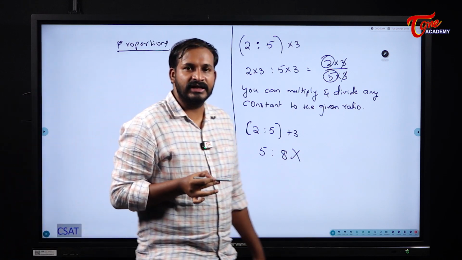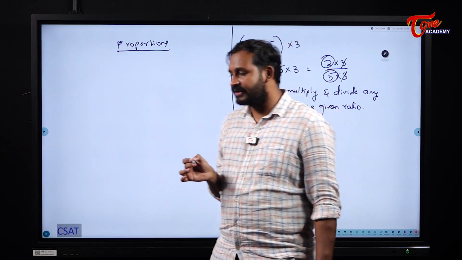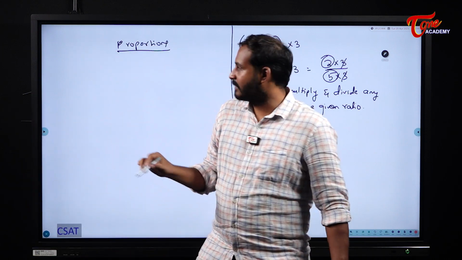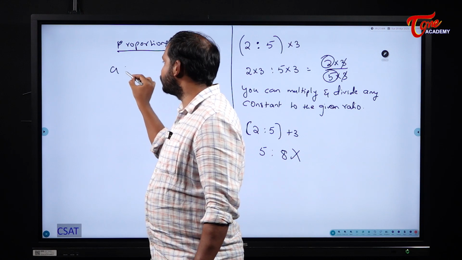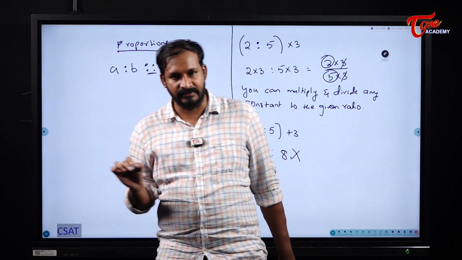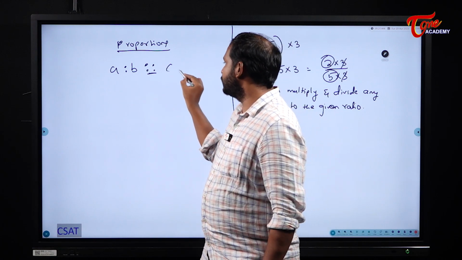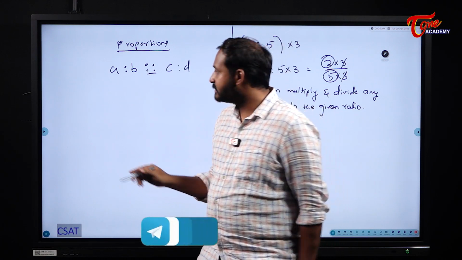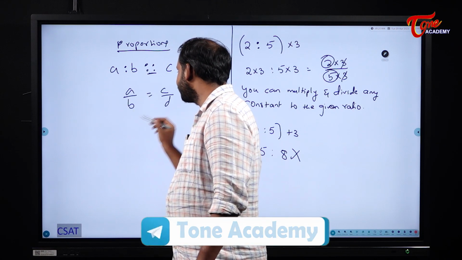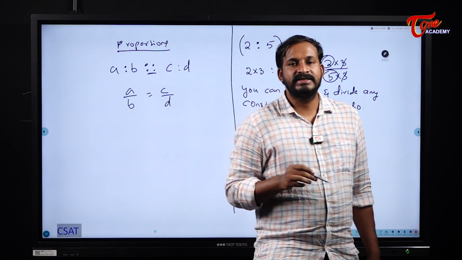Proportions. We have one more thing, that is proportions. What does this proportion mean? This proportion is equivalent to our equal. For example, if I say that A is to B is proportional, see students, this is called the proportional symbol, is equal to C is to D. What does it mean? It means A by B is equal to C by D.